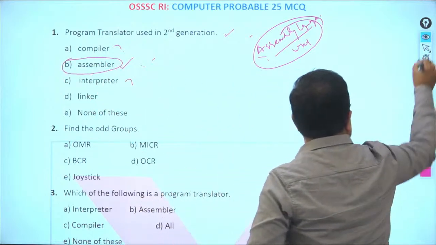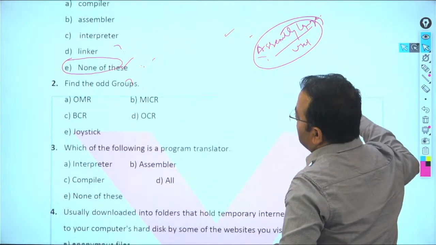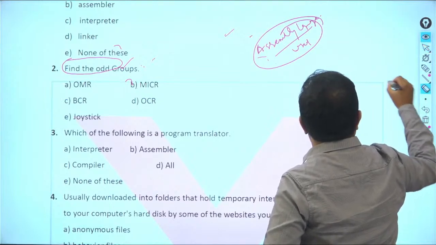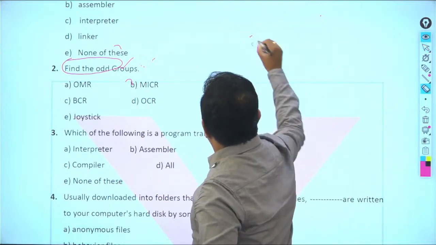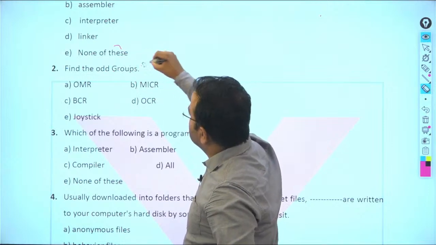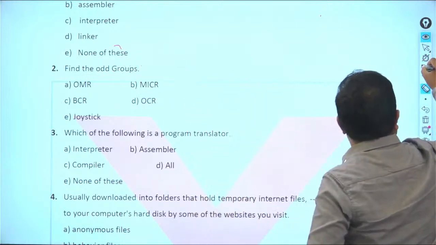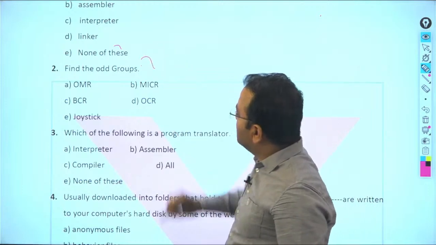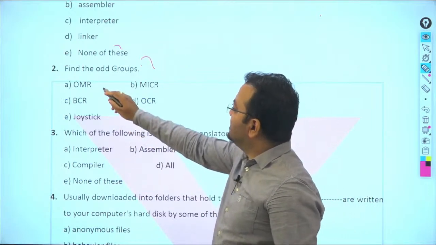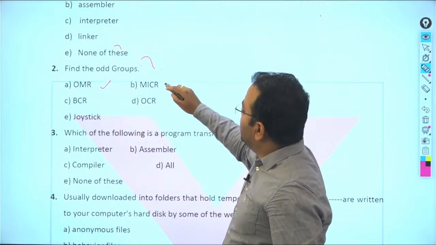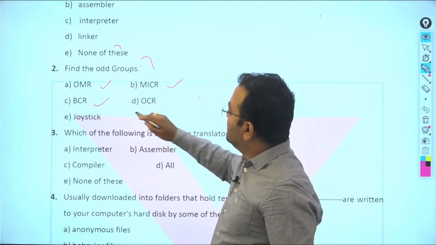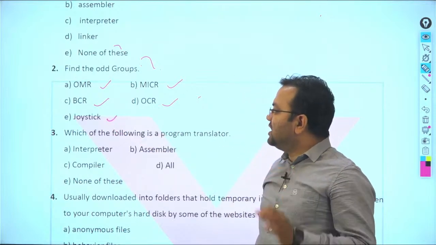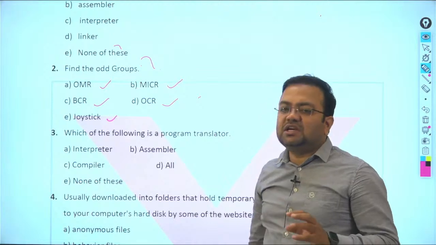Then goes to question number 2. So in question number 2, see what the question is. So students, see here, the question has asked: find out the odd group. Find out the odd group. In the options it has mentioned OMR, then MICR, then BCR, then OCR, then joystick. So students, see here, option A, B, C, D, these are the 4 options.